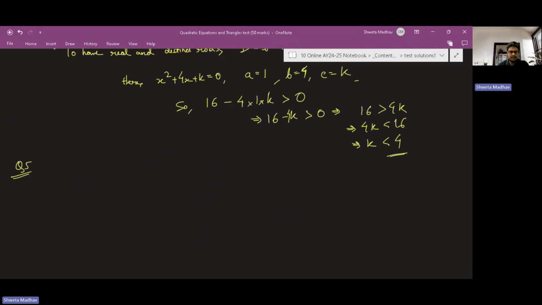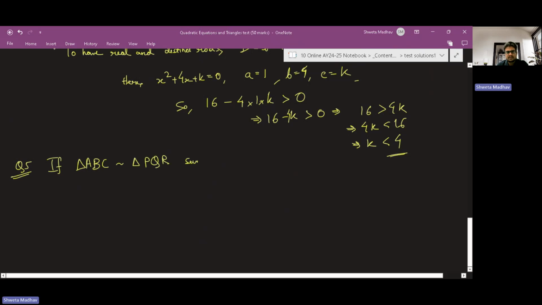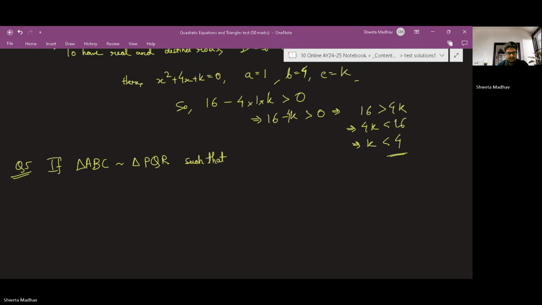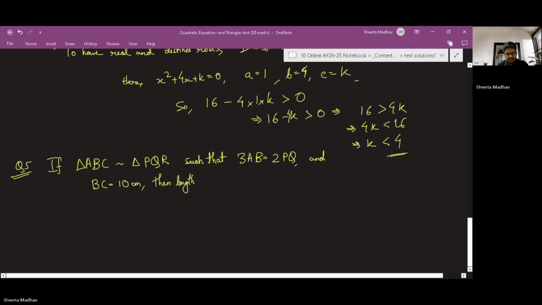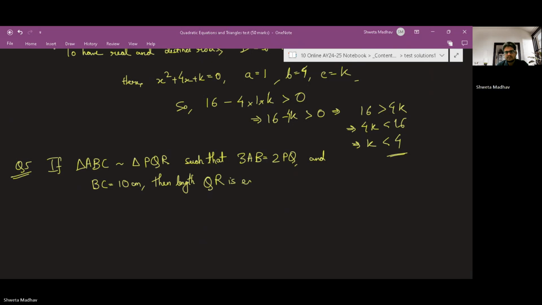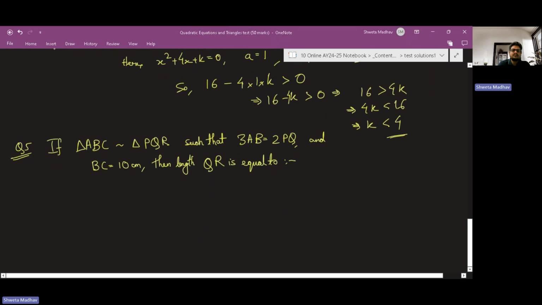Then question number 5. It is told that if triangle ABC is similar to triangle PQR, such that 3 times AB is equal to 2 times PQ, and BC is equal to 10 centimeter, then the length QR is equal to how much? That we have to find out.